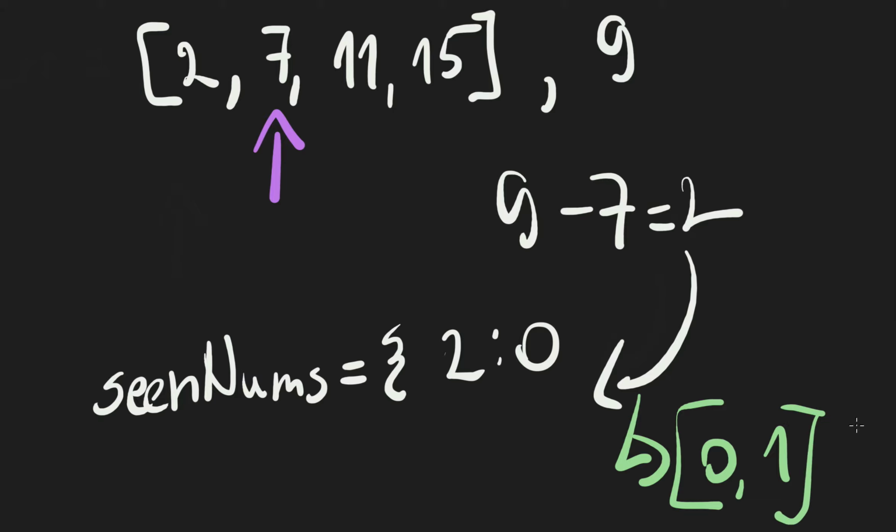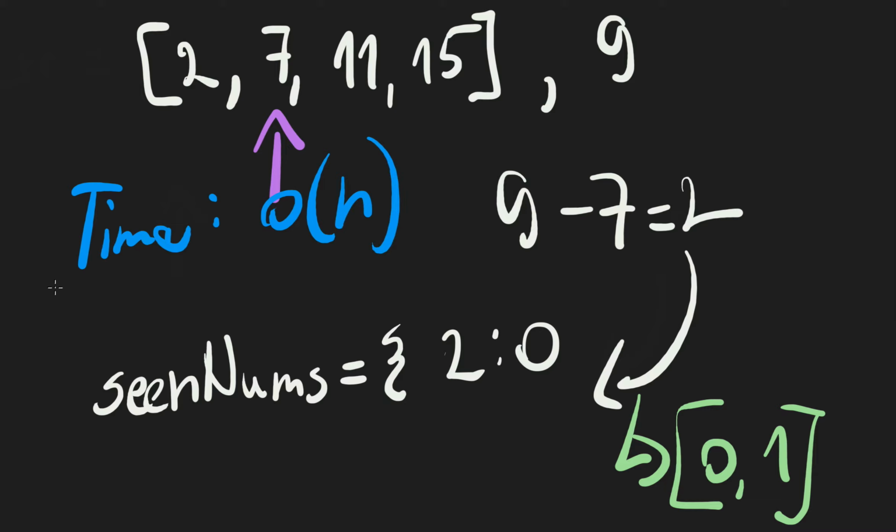So again, the time and space complexity for this solution: the runtime is O of n, and space is also O of n, because in the worst case we are saving every number inside the hash table. Okay, please pause this video and try to implement the solution yourself.